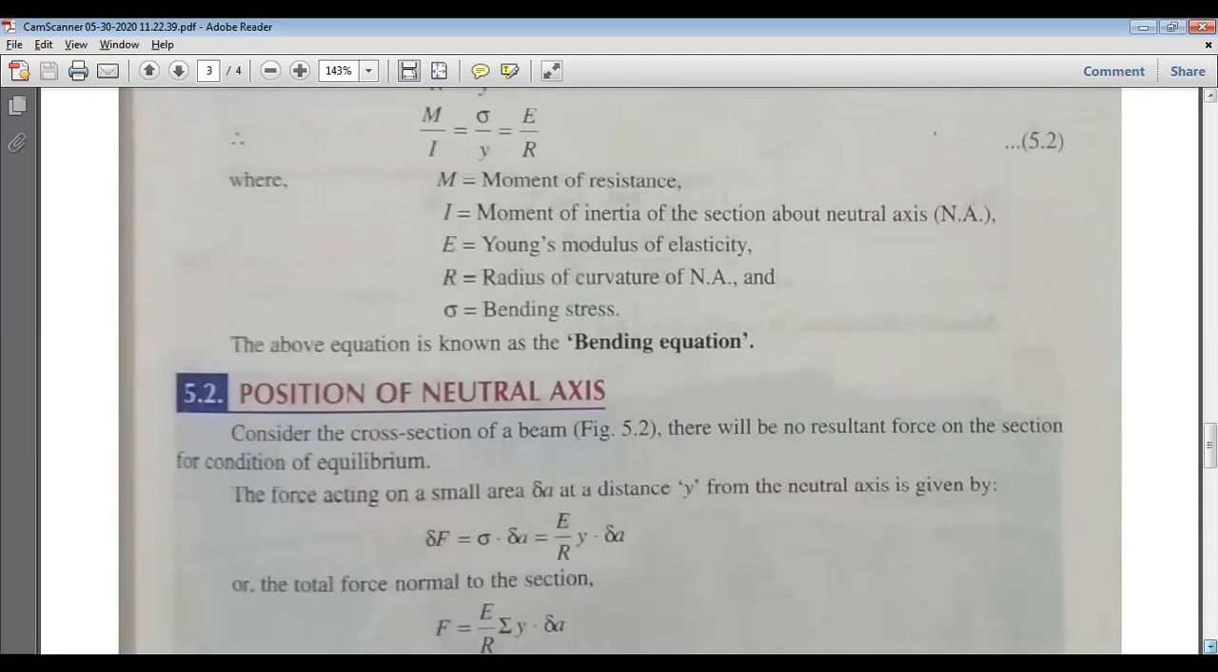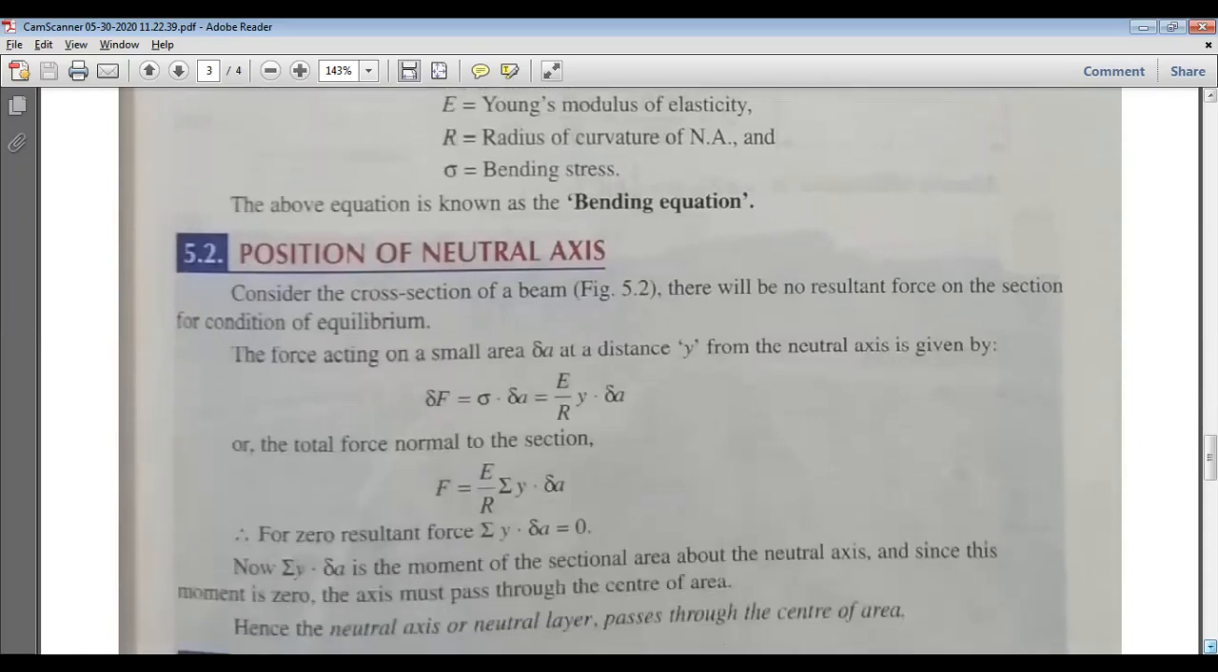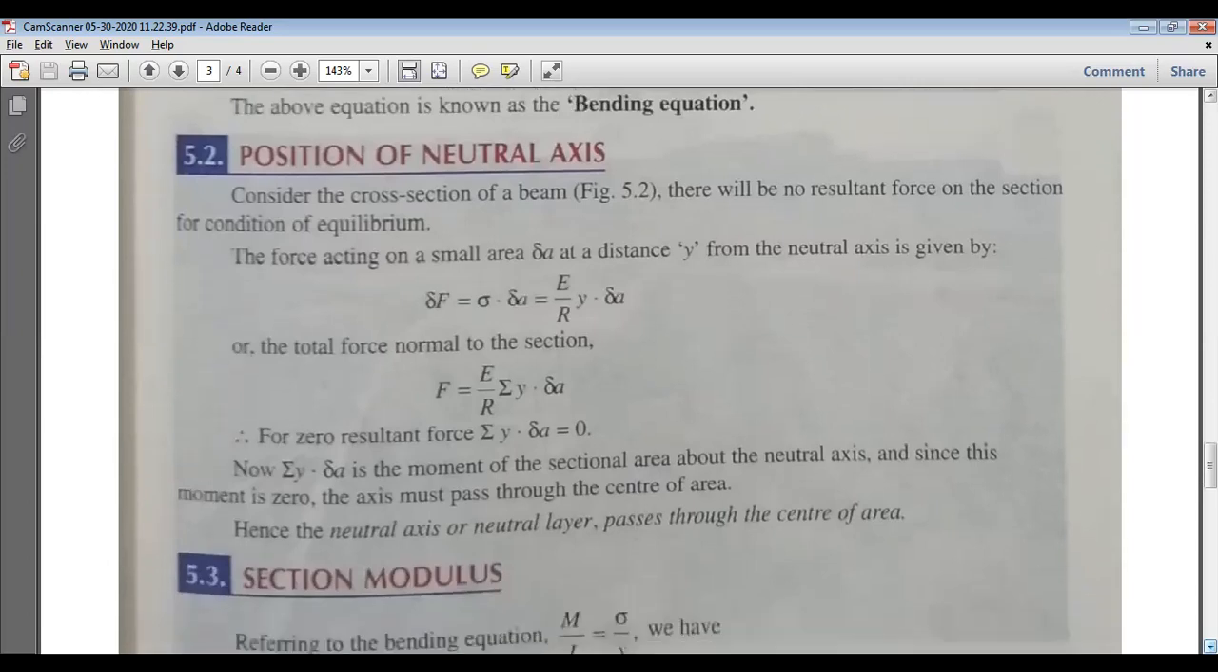Now we have to find the position of the neutral axis. The neutral axis must lie in the center, but sometimes it is shifted, because sometimes the forces in the lower and upper portions are not equal, so the neutral axis is slightly moved. This is how we find the position of the neutral axis. For the neutral axis, delta A is equal to 0 because the neutral axis does not undergo any change, so the resultant force F is equal to 0. So we can say the neutral axis or neutral layer passes through the center of area.